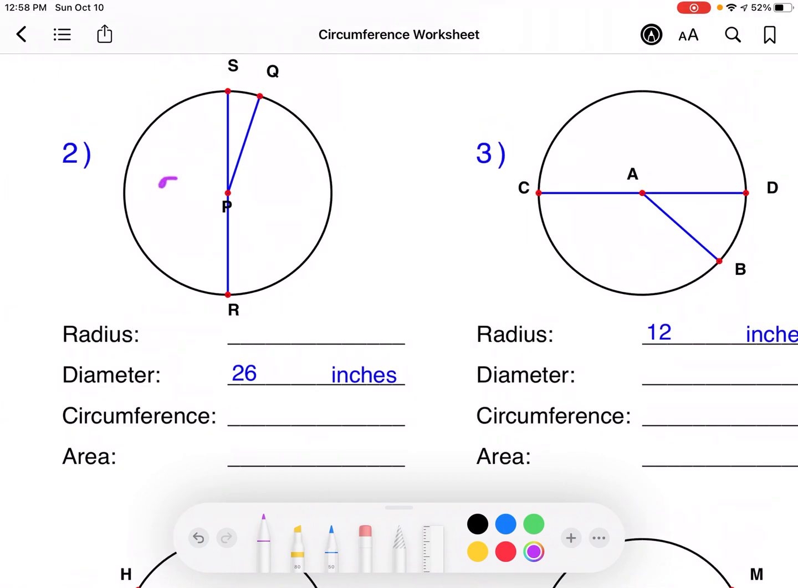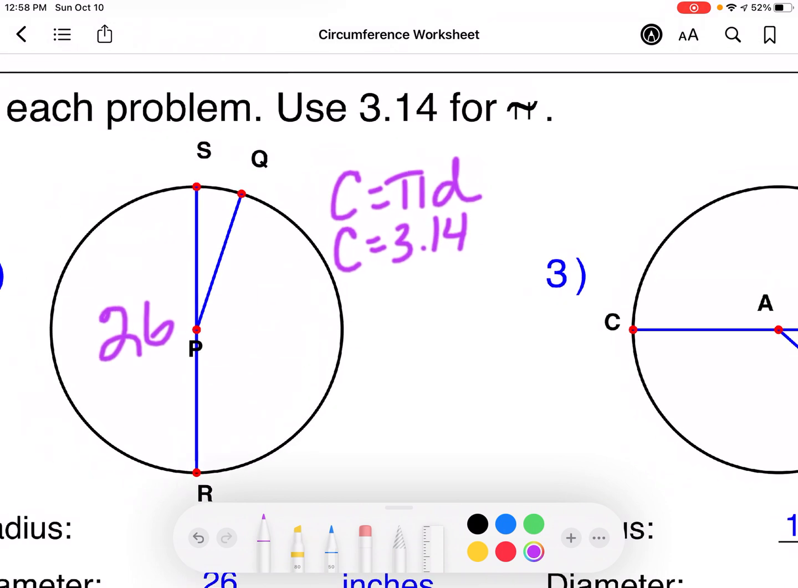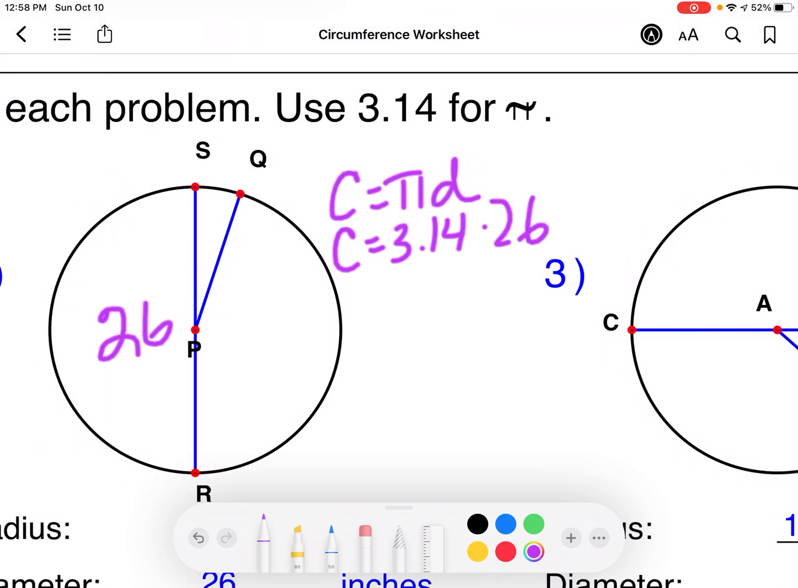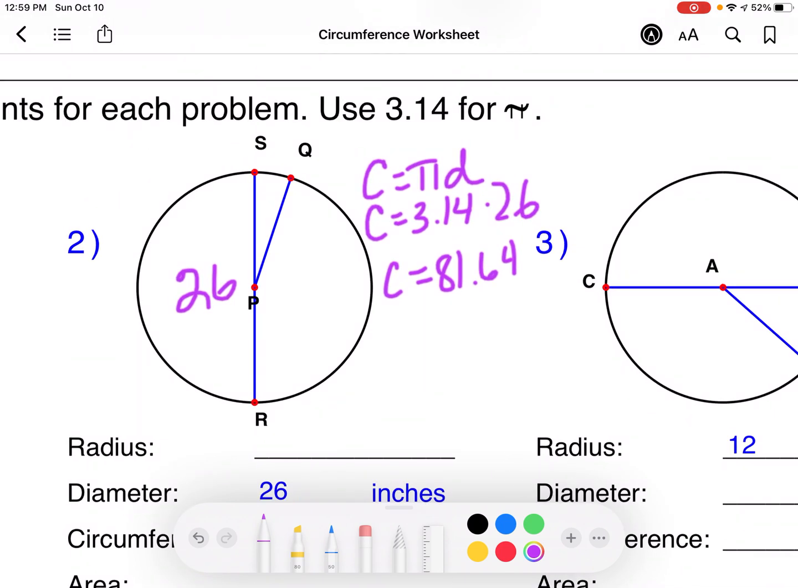Alright, this time they're giving me the diameter, so I'm going to use my circumference formula for diameter, c equals pi d. So c equals 3.14 times 26. In my calculator, I'm doing 3.14 times 26, and I get c equals 81.64. So I know that my circumference is 81.64 inches. To find the radius, you have to divide by 2, so that means the radius is 13.